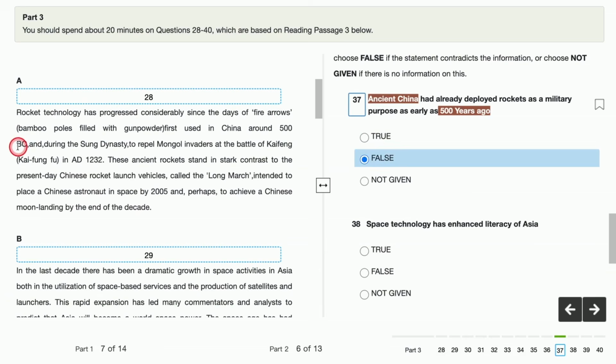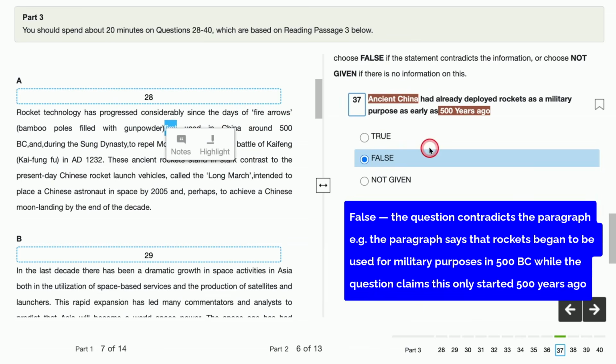500 BC is so much earlier than 500 years ago. China first used rockets for a military purpose around 500 BC. That is to say, it should be as early as 500 BC, not 500 years ago. 500 BC is much earlier than 500 years ago, so the answer is false.